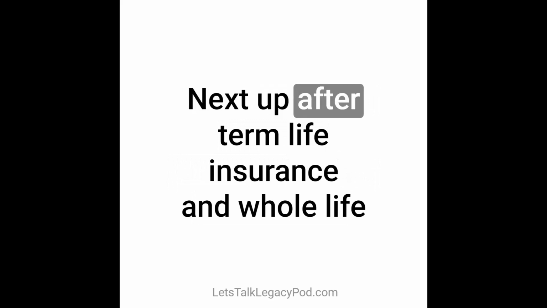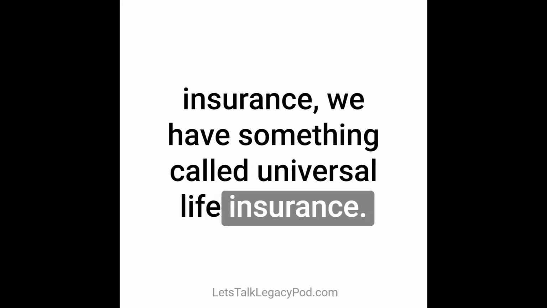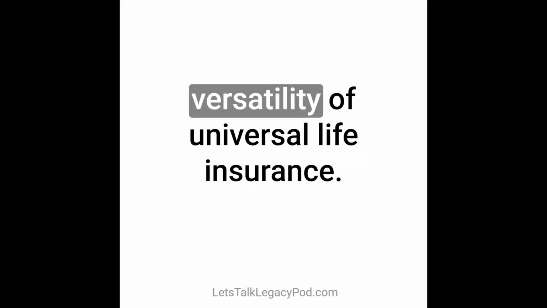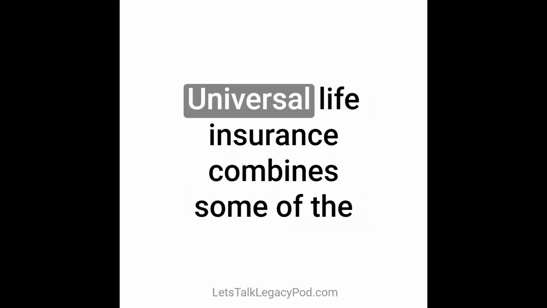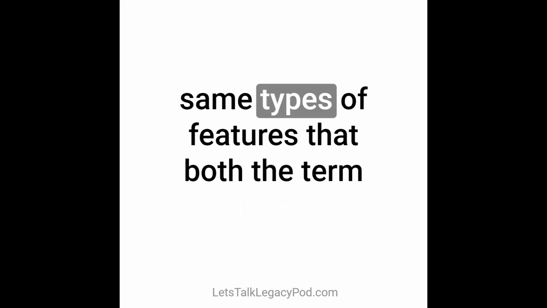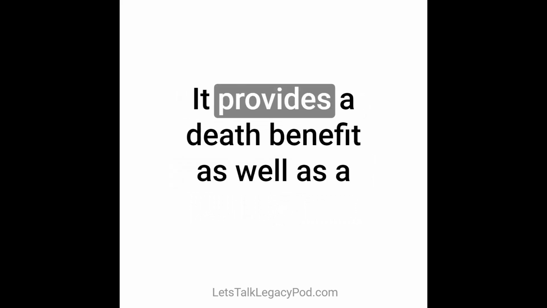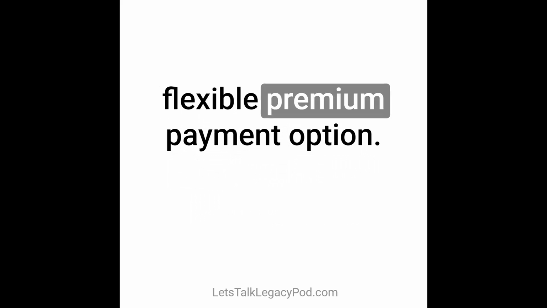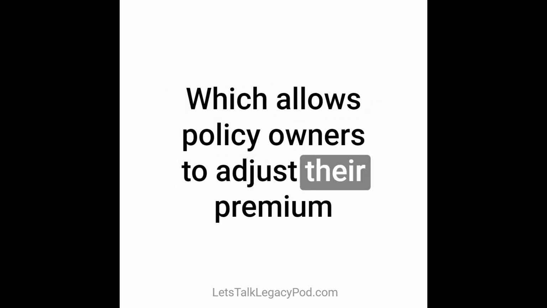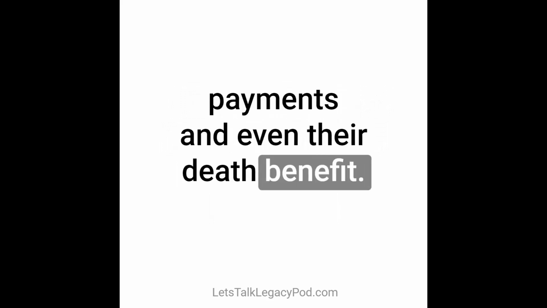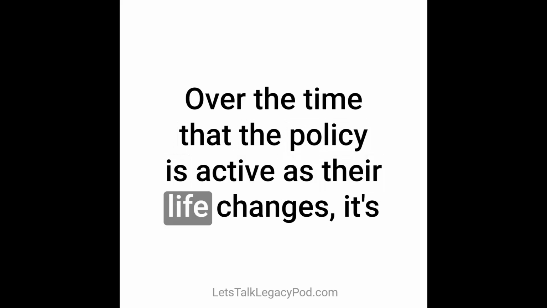Next up, after term life insurance and whole life insurance, we have something called universal life insurance. Let's take a second and talk about the versatility of universal life insurance and how it can help you shape your legacy. Universal life insurance combines some of the same types of features that both the term and the whole life insurance products have. It provides a death benefit as well as a flexible premium payment option, which allows policy owners to adjust their premium payments and even their death benefit over the time that the policy is active as their life changes.